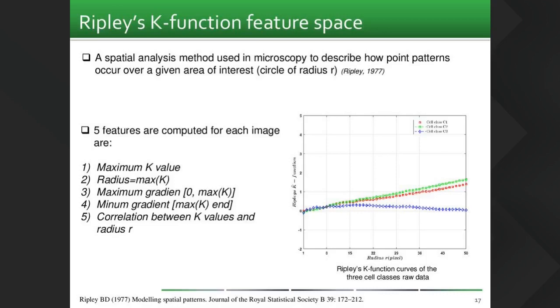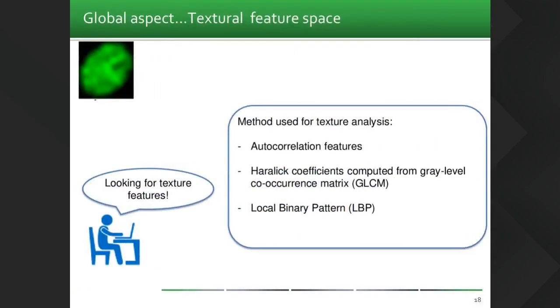We consider first the maximum value of the K function and then the corresponding radius as features. We can take the maximum gradient and the minimum gradient, and the correlation between the K function curve and the radius axis. Now we have 5 features for distance distribution and 5 features for Ripley's K function as the pointillist approach. Let's pass now to the texture characterization of the image.